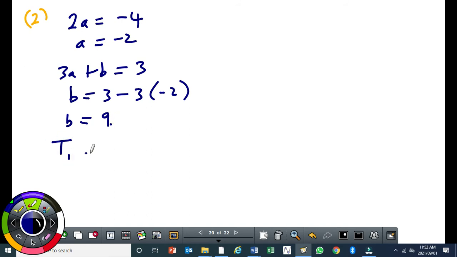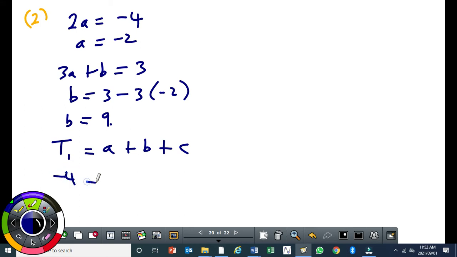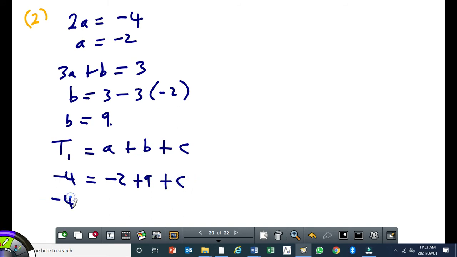Right, then T1 equal to A plus B plus C. The first term of our quadratic pattern is this, negative 4. So negative 4 is equal to A, which is minus 2, B is positive 9. We want to get C, so we get minus 4 equals 7 plus C. So C is going to be minus 11.